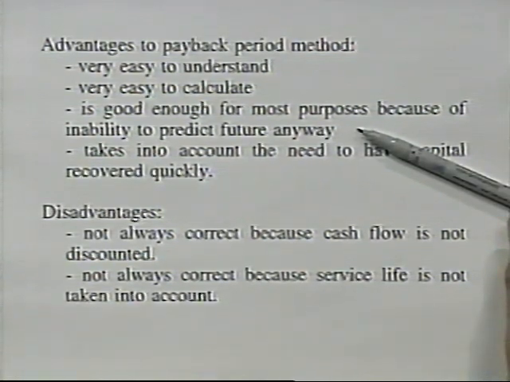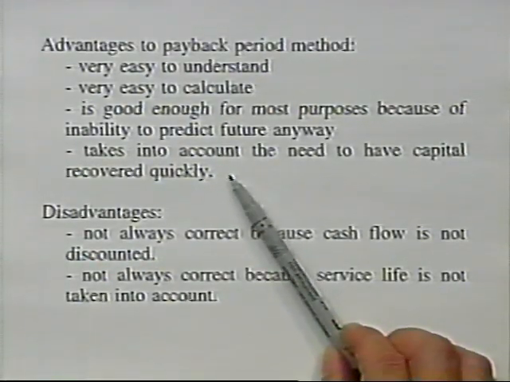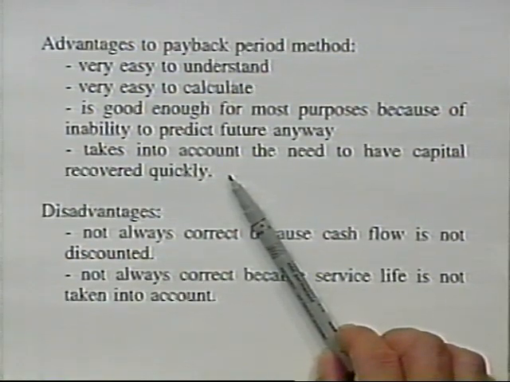All of the comparison methods we've used require this assumption of being able to predict the future fairly well. And in fact, the future is pretty fuzzy. We don't know what sales will be like. We don't know exactly what kind of breakdowns the equipment will have. We don't know what contract the union's going to be able to negotiate next year. And so our future estimates are often very fuzzy. The payback period says, well, since we don't know for sure anyhow, why don't we have an approximation, and that's good enough. It also takes into account the need to have capital recovered quickly.